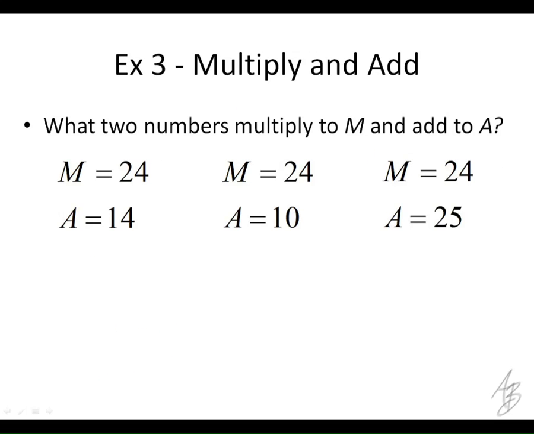A lot of times when we're doing these problems, at least for now, you're going to see them grouped together where you might have a few m's that are the same. So in this case, for these here, what we can do is list all the factor pairs of 24, and we're going to have a different pair that's going to work for each one of these. So what are the factor pairs of 24?